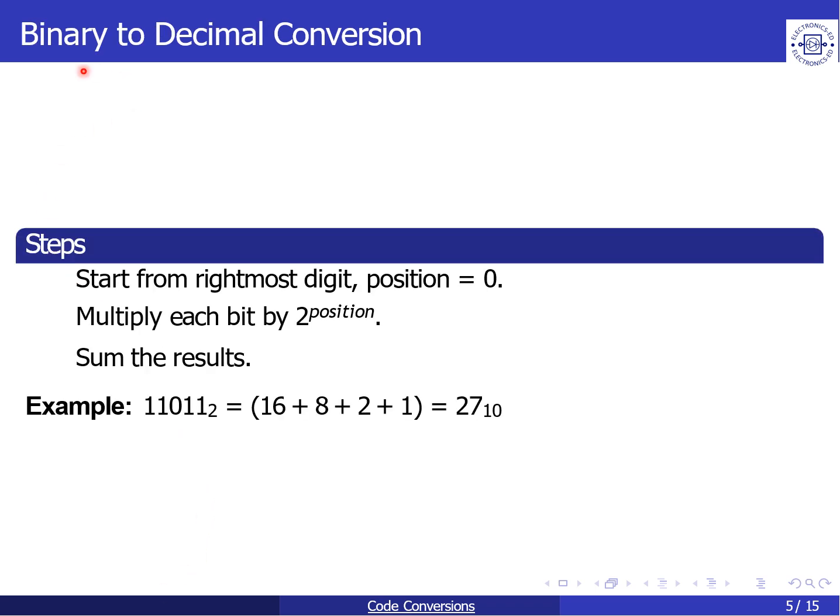Now, let's explore how to convert a binary number to a decimal number. Start with the rightmost digit, which is in position 0. Multiply each bit by 2 raised to the power of its position. Then, sum the results. For example, if you have the binary number 11011, calculate 1 times 16, plus 1 times 8, plus 0 times 4, plus 1 times 2, plus 1 times 1. Add them all together and you get 27.